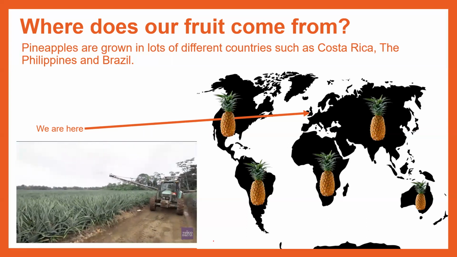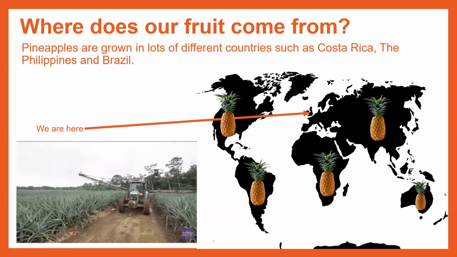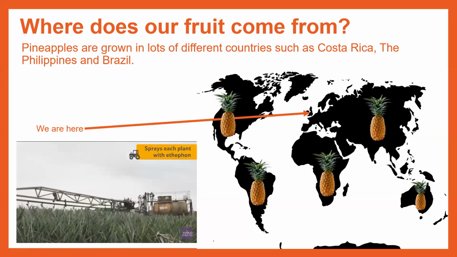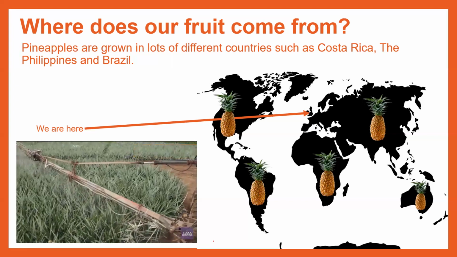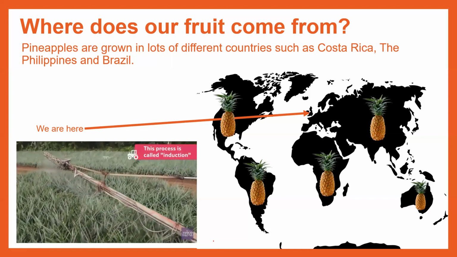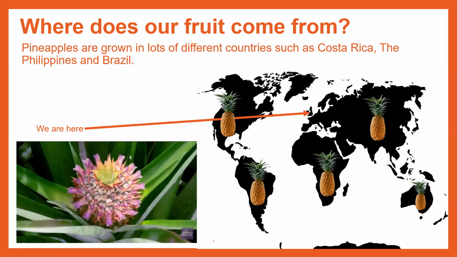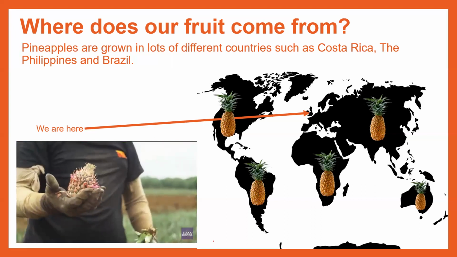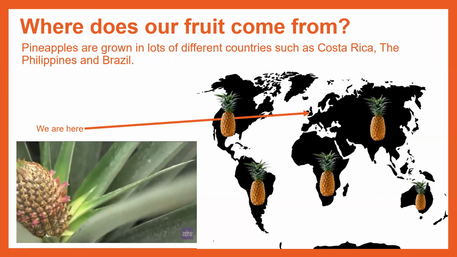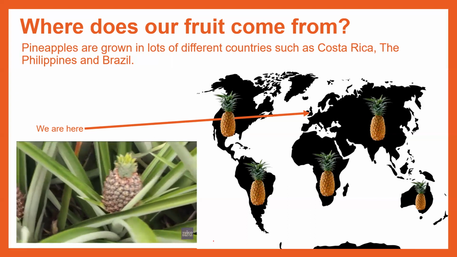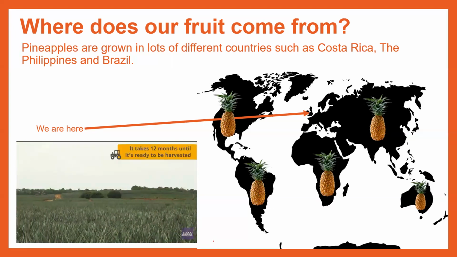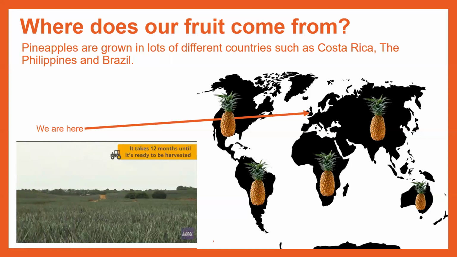The farmer drives his tractor through the fields and, using a special machine called a crop sprayer, sprays each plant with a substance called Ethaphon. Ethaphon lets the plant know it's time to start developing the fruit. This process is called induction. The pineapple fruit will now begin to form, and 5 weeks after induction, it looks like this. Over the next 15 weeks, it will develop into a fully grown pineapple. It takes an amazing 12 months from when the pineapple is planted to when it is ready to be harvested.